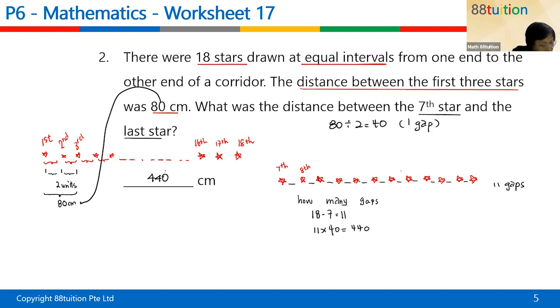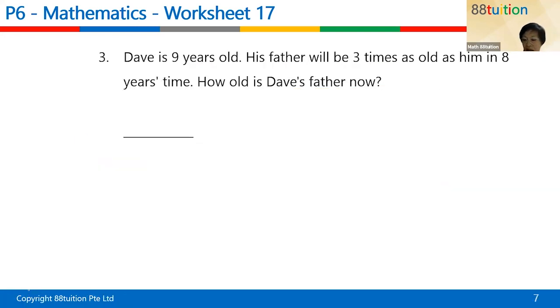Okay. Question number 3. Let's look at this. You see, this is Dave, who is 9 years old. This is the dad, who is 3 times as old. So when this is 9, this is 27.